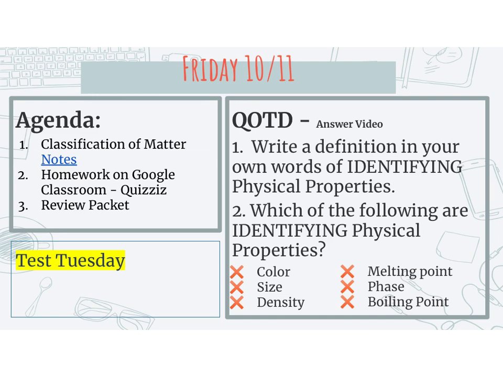So when I think of an identifying physical property, identifying is kind of my key word here. So an identifying physical property, I would say, is a unique property, a unique physical property that helps me identify what substance I have. Okay, so again, if it's a unique physical property, it's something that can't change about the object.